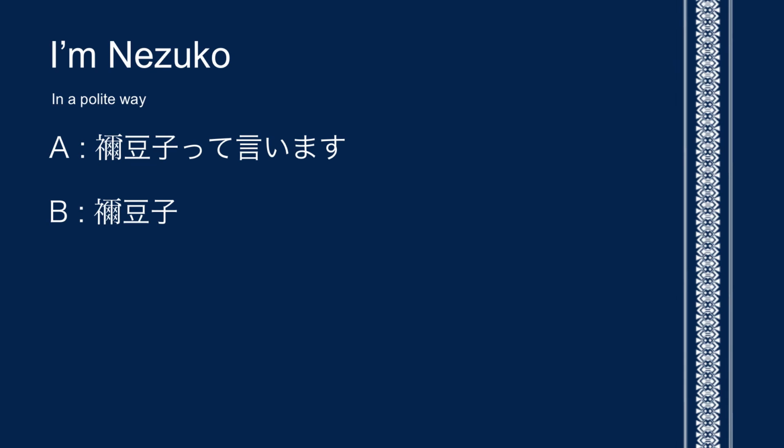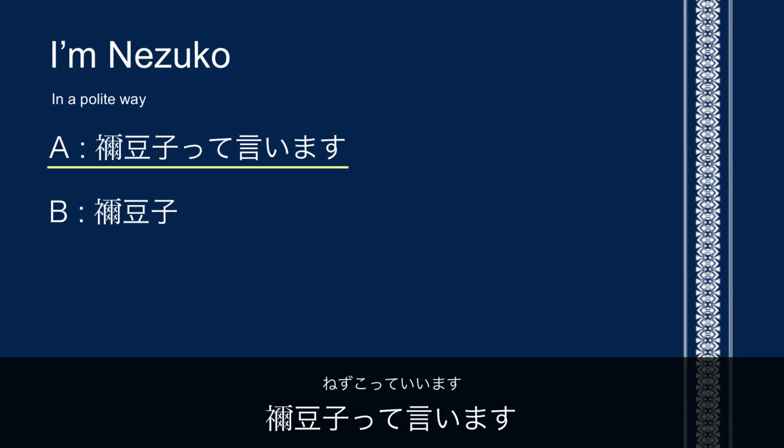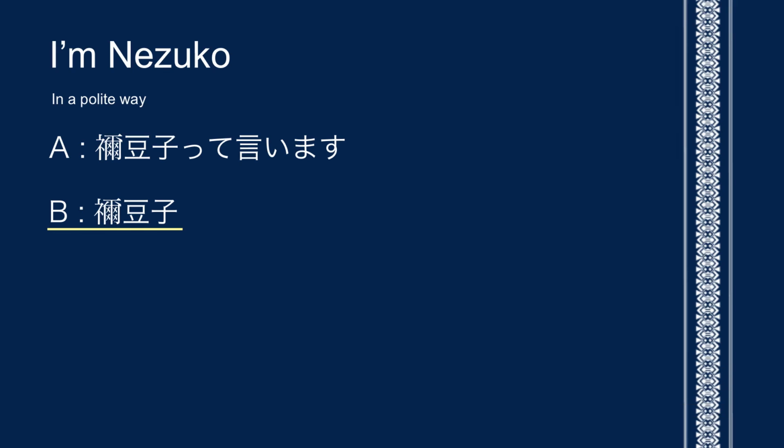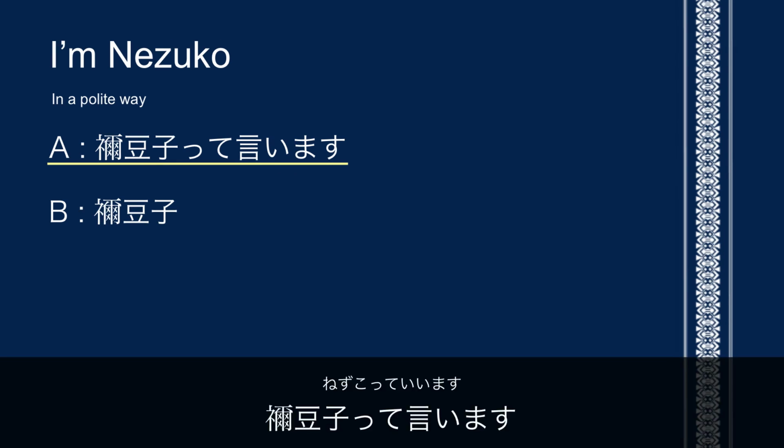The last sentence is that I'm a nezuko, and the options are here. ねずこって言います。ねずこ。First, a polite way is required. Both of them have the same meaning. This sentence is polite, and this sentence is casual. So, this one is correct. ねずこって言います。I'm a ねずこ。We have reviewed the Japanese exam when it comes to I am plus a noun and you are plus a noun.